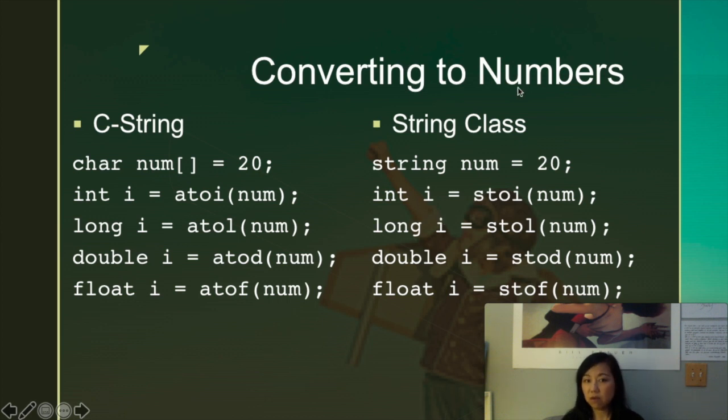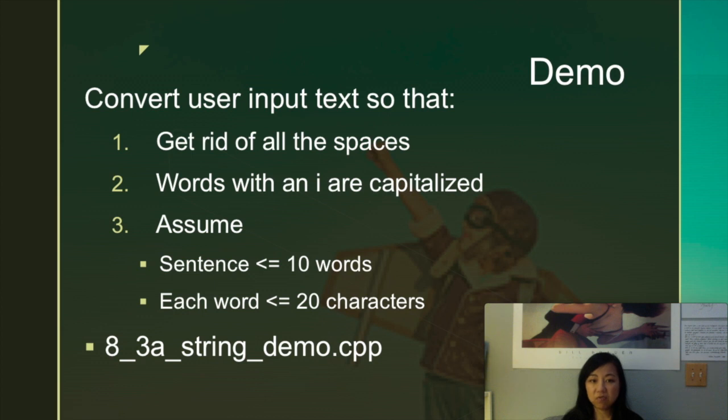Converting to numbers, we also didn't talk about it, but I think sometimes it will be useful. We can convert these two characters to 20. It's a C string, and then it can become an integer. We use the function called atoi. In string class, there's a corresponding function called stoi, and so you can do it for long, double, or float. I thought I would just do a demo to change the program that we've demoed in the C string to use a string class so that you can see the difference.